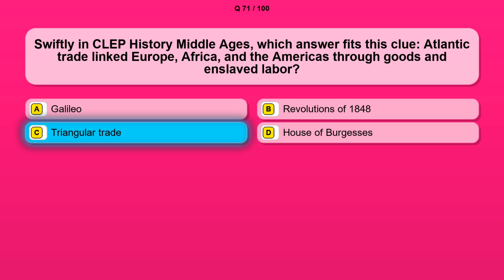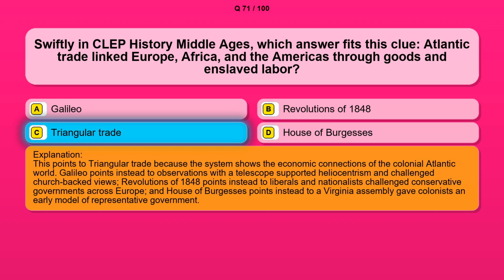The correct answer is option C, triangular trade. This points to triangular trade because the system shows the economic connections of the colonial Atlantic world. Galileo points instead to observations with a telescope-supported heliocentrism and challenged church-backed views. Revolutions of 1848 points instead to liberals and nationalists challenged conservative governments across Europe, and House of Burgesses points instead to a Virginia assembly gave colonists an early model of representative government.